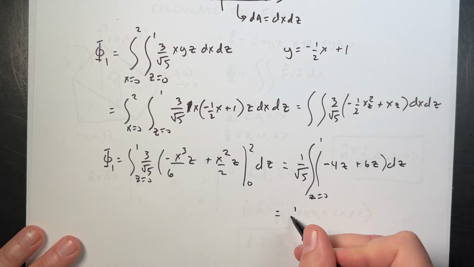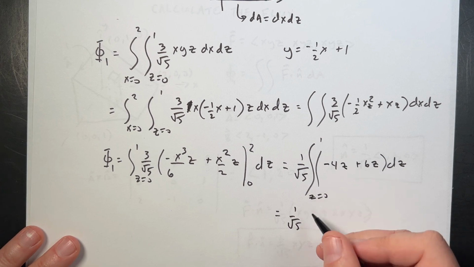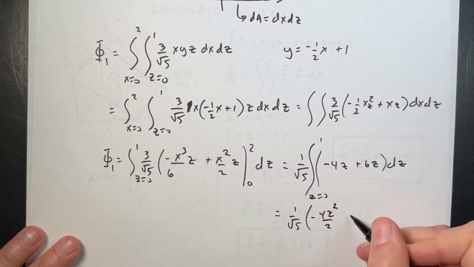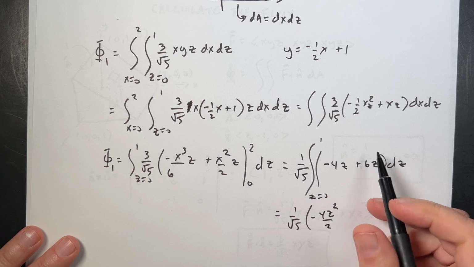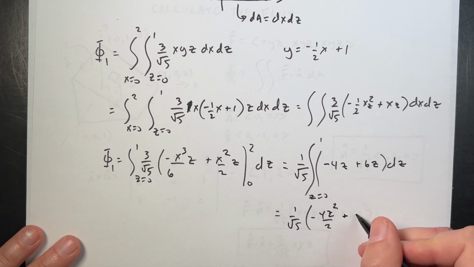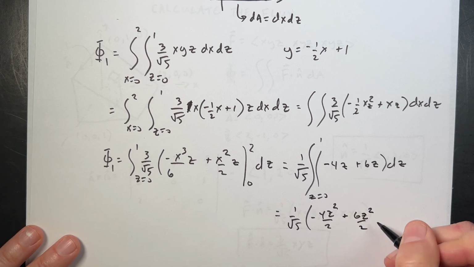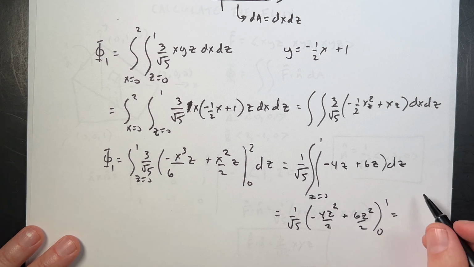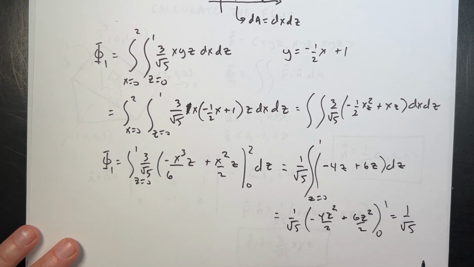Let's do it. I get 1 over the square root of 5. This is pretty easy. I get negative 4z squared over 2. Oh, I can add those two together, couldn't I? No, wait. Yeah, that's fine. Plus 6z squared over 2 from 0 to 1. So this is going to be negative 2, and this is going to be 3. So 3 plus negative 2 is 1. So I get 1 over the square root of 5. Done. And that's phi 1.